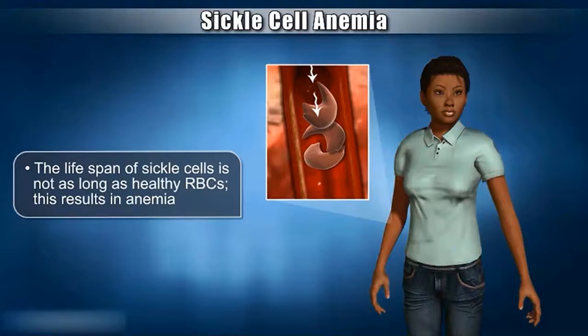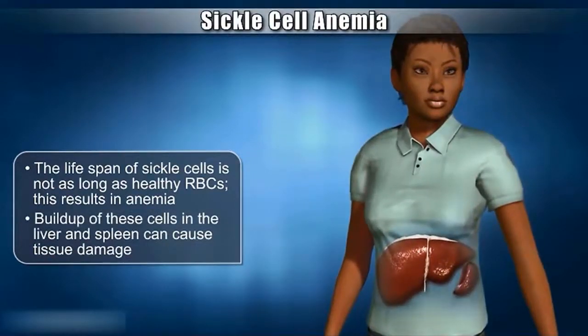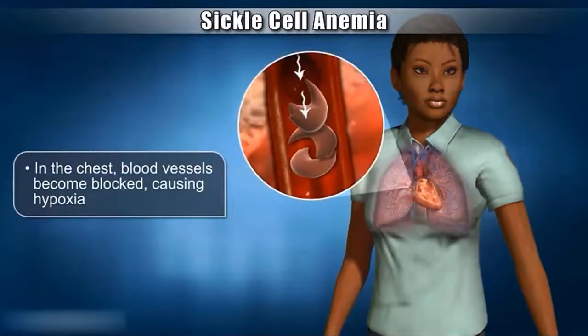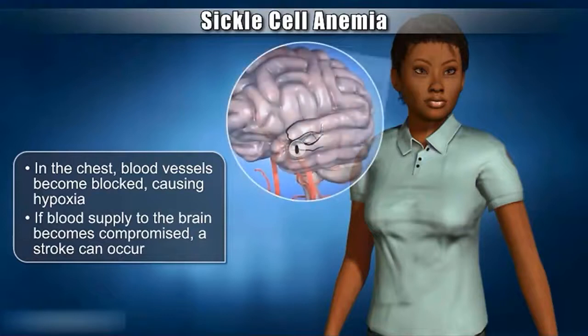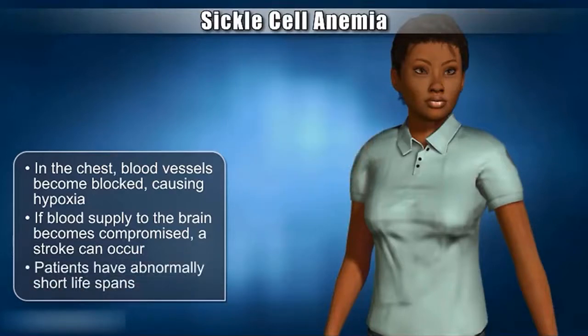The lifespan of sickle cells is not as long as healthy red blood cells, and this results in anemia. Buildup of these cells is a systemic problem. In the spleen and liver, they cause tissue damage. In the chest, blood vessels can become blocked, causing hypoxia. And if the blood supply to the brain becomes compromised, a stroke can occur. Patients with sickle cell disease have abnormally short lifespans.